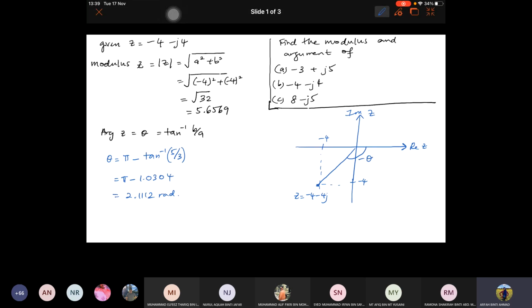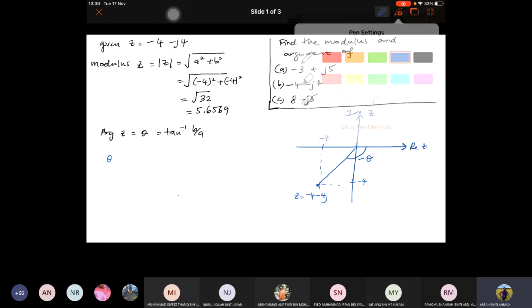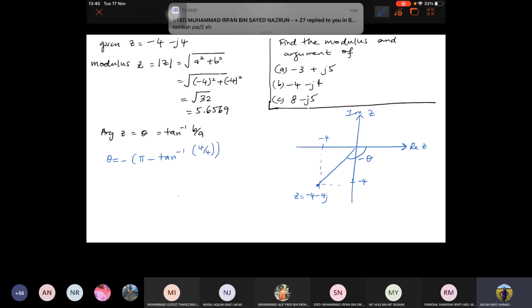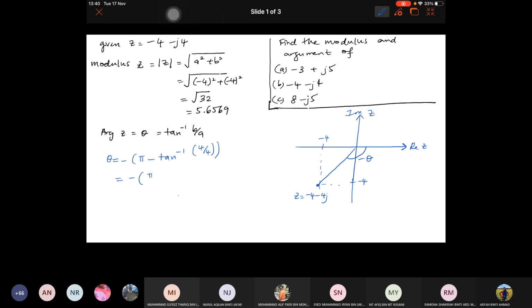Negative of theta. Okay. So, argument dia akan sama dengan inverse tangent. But this one dia akan jadi negatif. Okay. So it will be equal to negatif bagi pi tolak inverse tangent 4/4. Okay. So you dapat negatif pi tolak 0.7854. So you will have the answer sama dengan negatif 0.5586 radian. Dapat pakai pi boleh je, no hal.